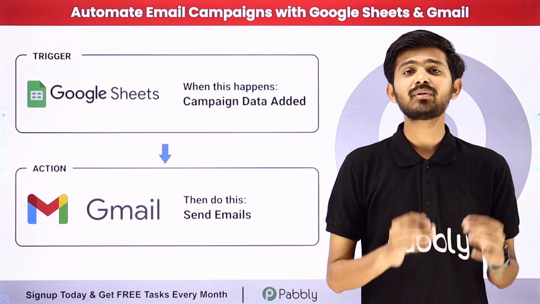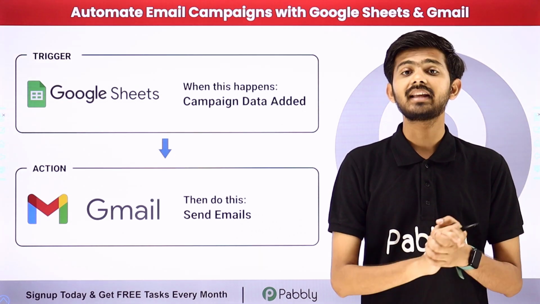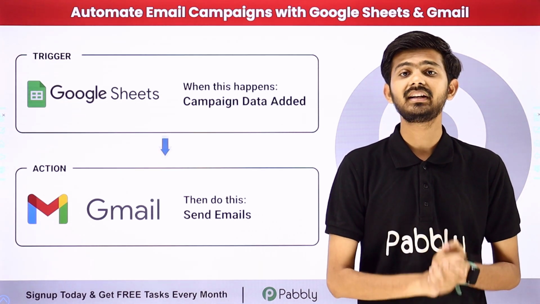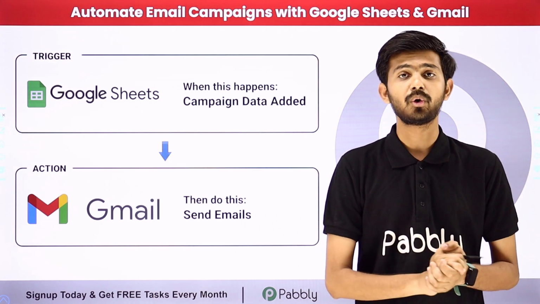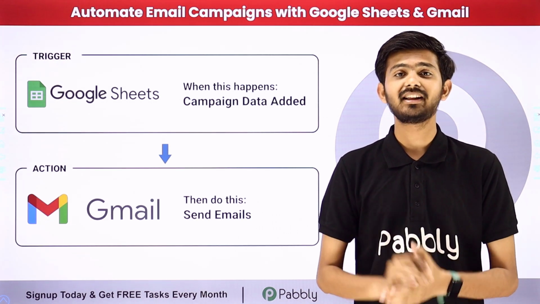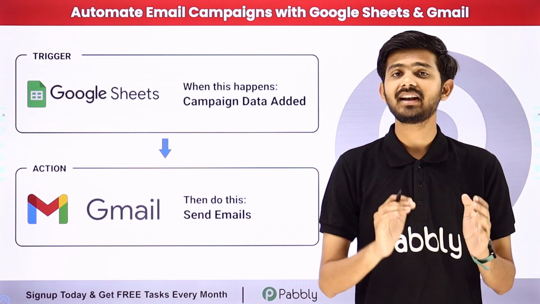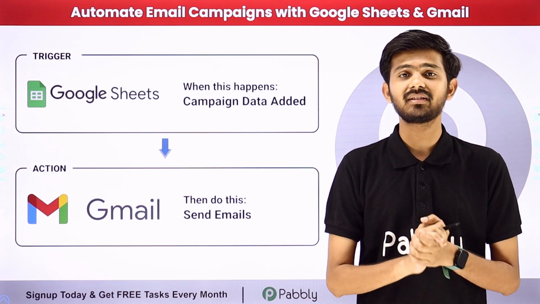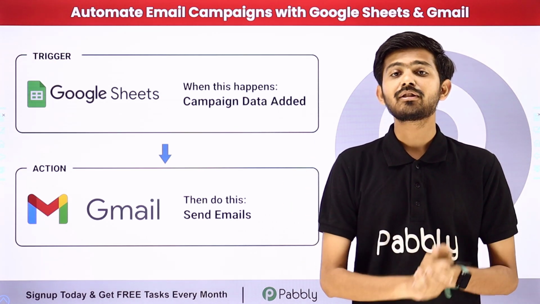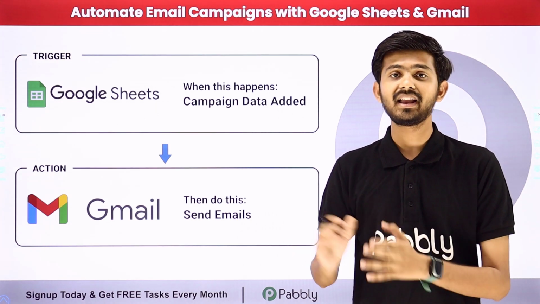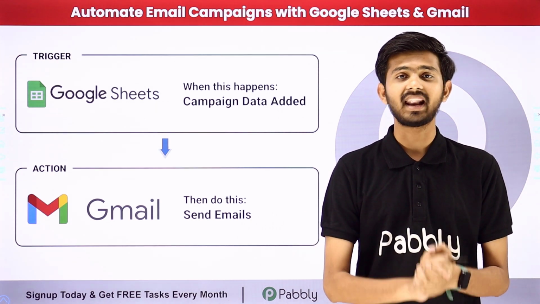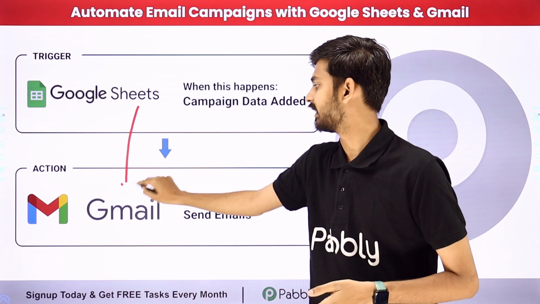So for that, I'm going to create an automation in such a way that whenever in my Google Sheet I add the details of a new email campaign in a new row, then automatically, by capturing the details of that email campaign, I'm going to send emails to all the recipient email addresses that I have in my Google Sheet. So for sending the emails, I'm going to use Gmail, and for my objective, I'm going to build a connection between Google Sheets and Gmail.